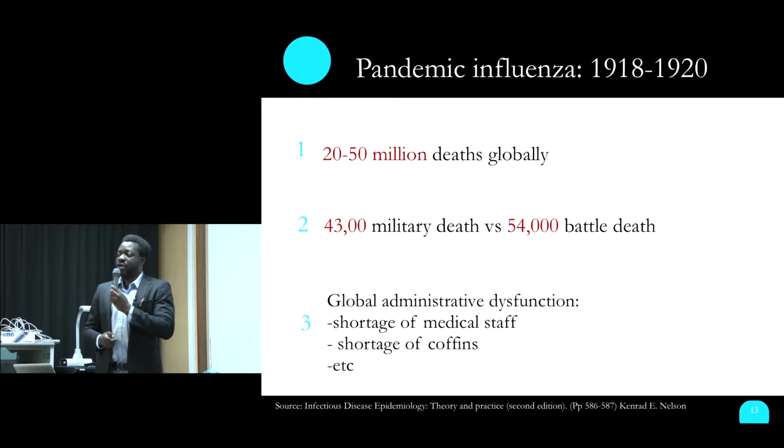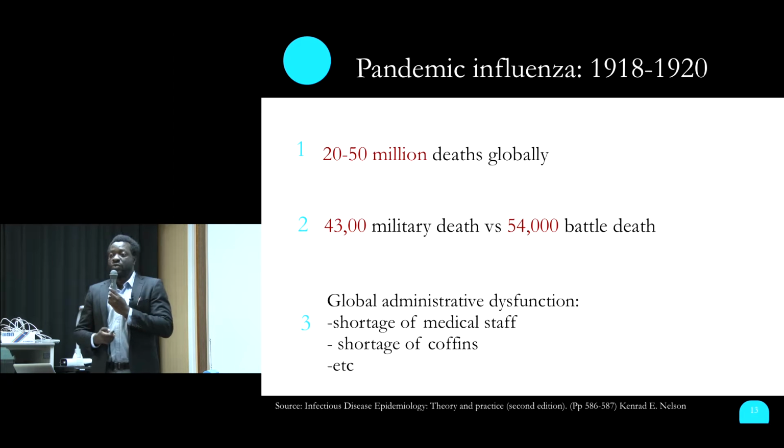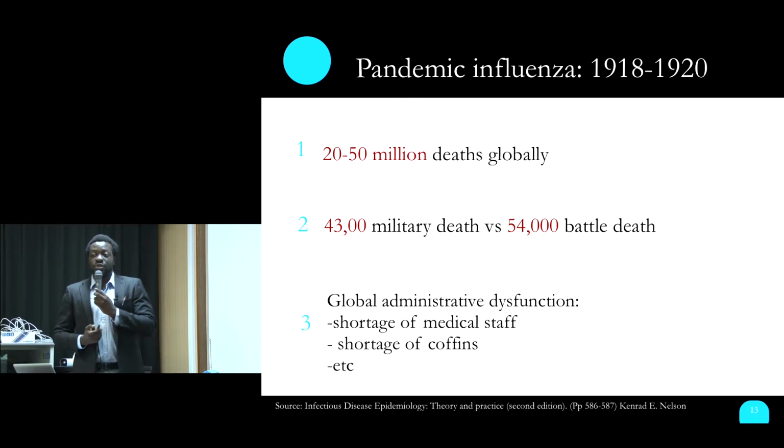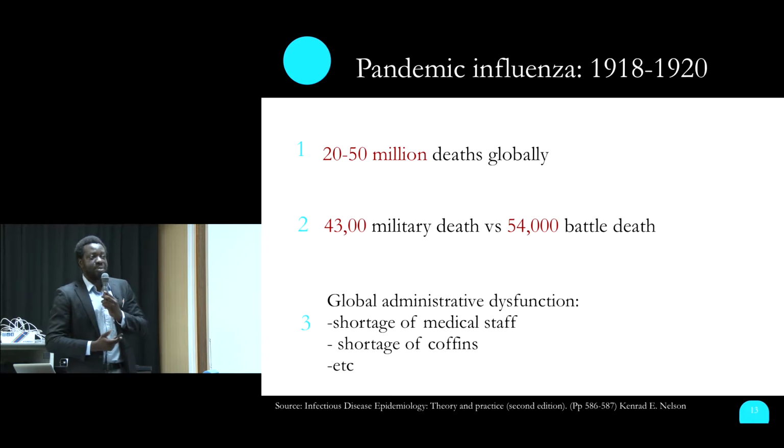As I say, it was a very, very deadly pandemic. It is estimated that between 20 to 50 million people died from this pandemic. And it took the lives of around 43,000 soldiers compared to 54,000 who died in the battlefield due to fight. So it killed almost as much as the war itself, showing how epidemics can be very, very disastrous.